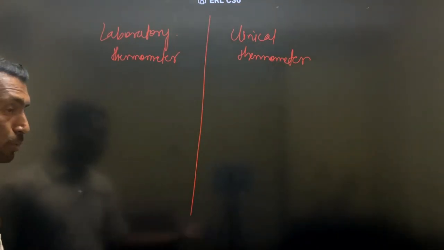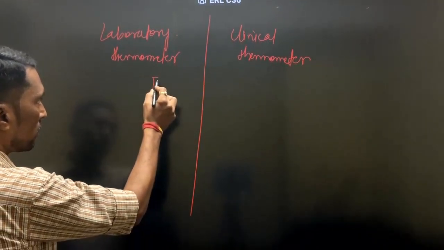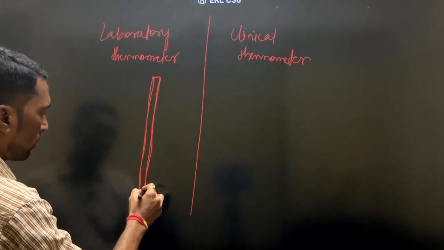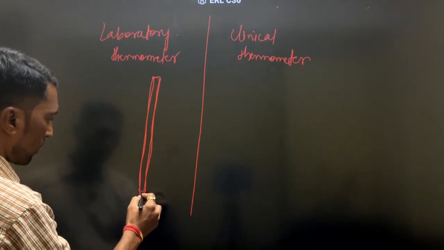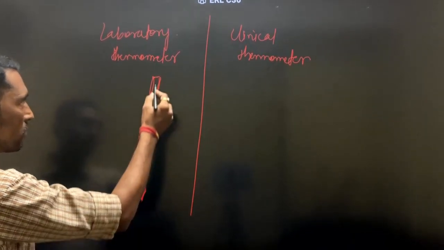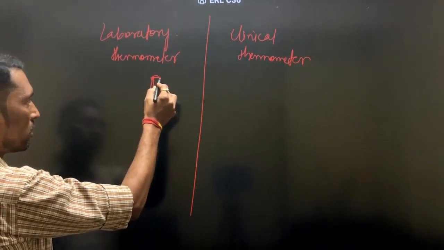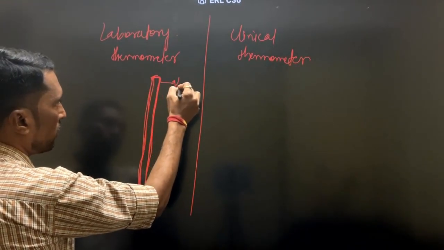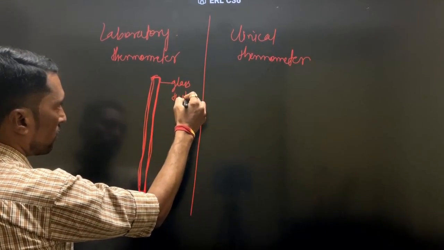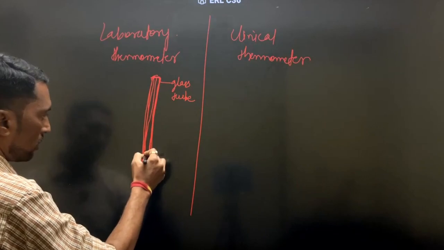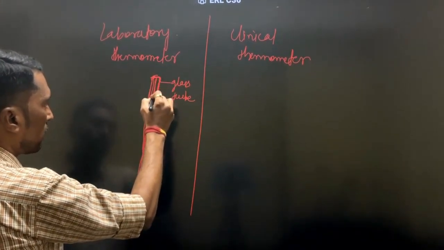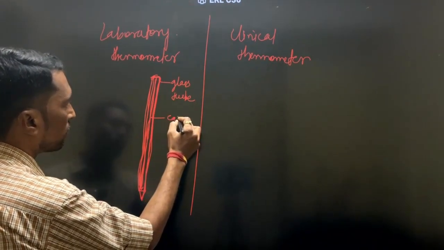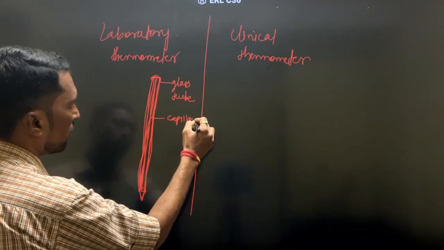The laboratory thermometer is specially designed for that. Such a thermometer is there. So the laboratory thermometer consists of, first, a glass tube. Glass tube is there. Another column is there in between that. These columns are called the capillary tube. Capillary tube is there.